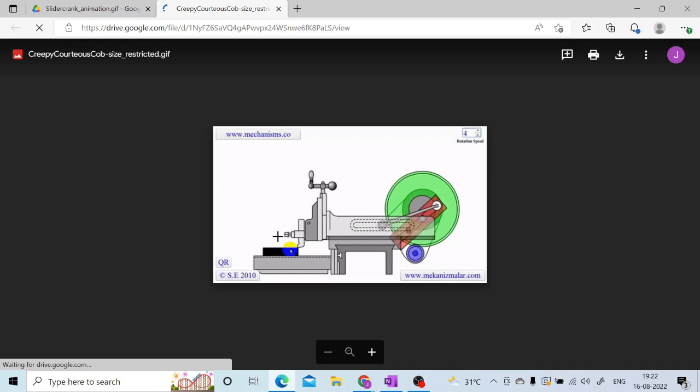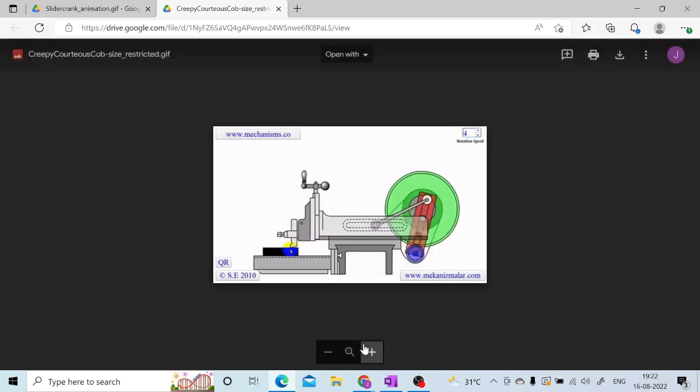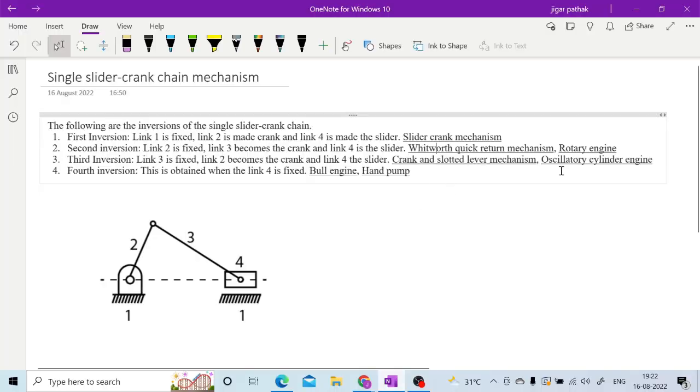So this is how you can have your forward stroke and return stroke. Your forward stroke will take much more time in comparison to your return stroke. You can observe this is your forward stroke when it is going from right to left, which is taking more time in comparison to coming back from left to right. So this is how you are having this quick return mechanism, right? Similarly, this rotary engine is also using the same inversion.